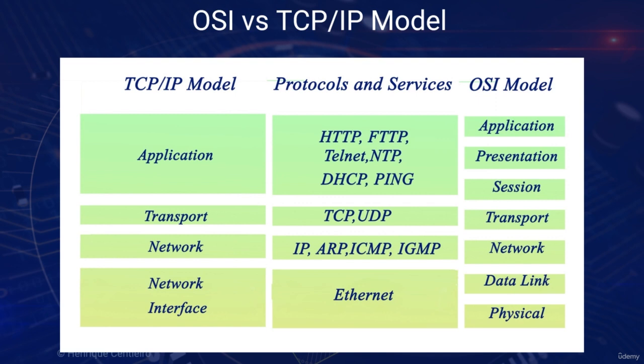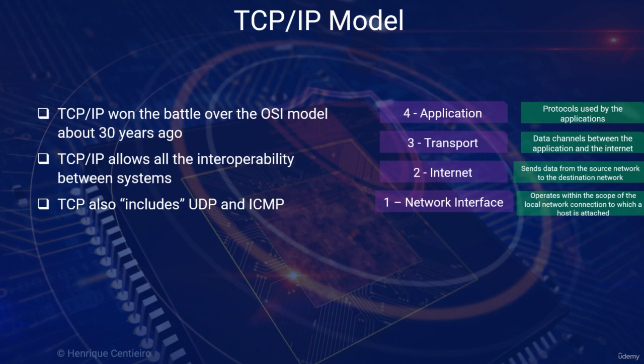The transport layer you have TCP and UDP, network IP, ARP, ICMP, and IGMP, and network interface Ethernet. And you can see here also in this diagram, layer 4, application layer, again, the protocols used by the applications. Transport layer, layer 3, data channel between the applications and the internet. The layer 2 sends the data from the source network to the destination network. And then you have the network interface layer 1 that operates within the scope of your local network connection.